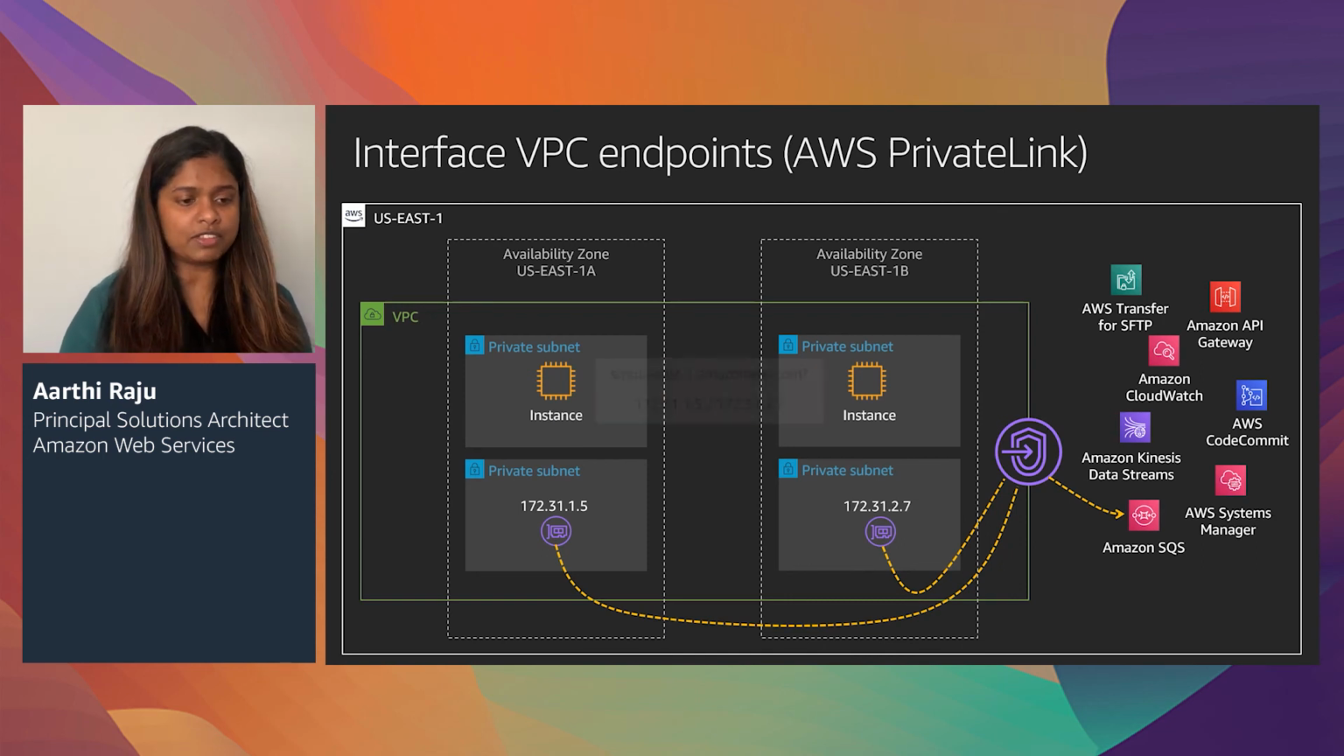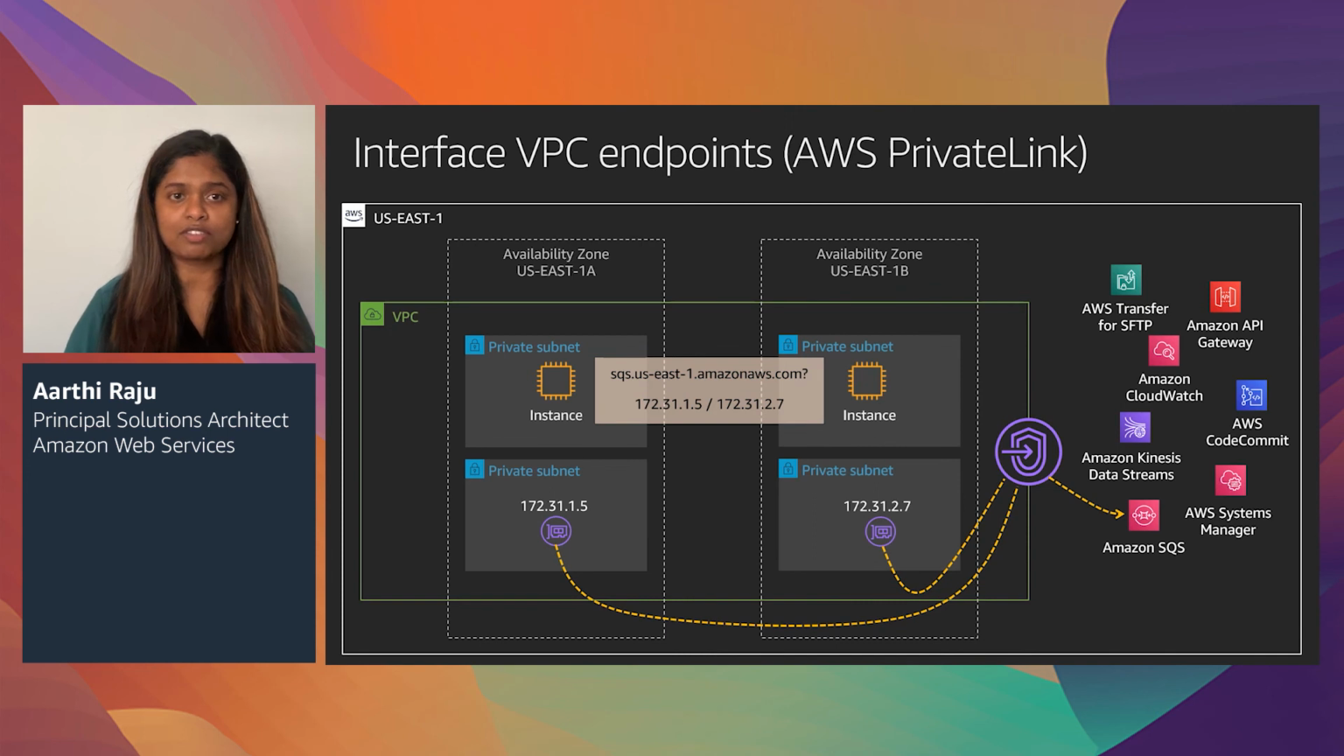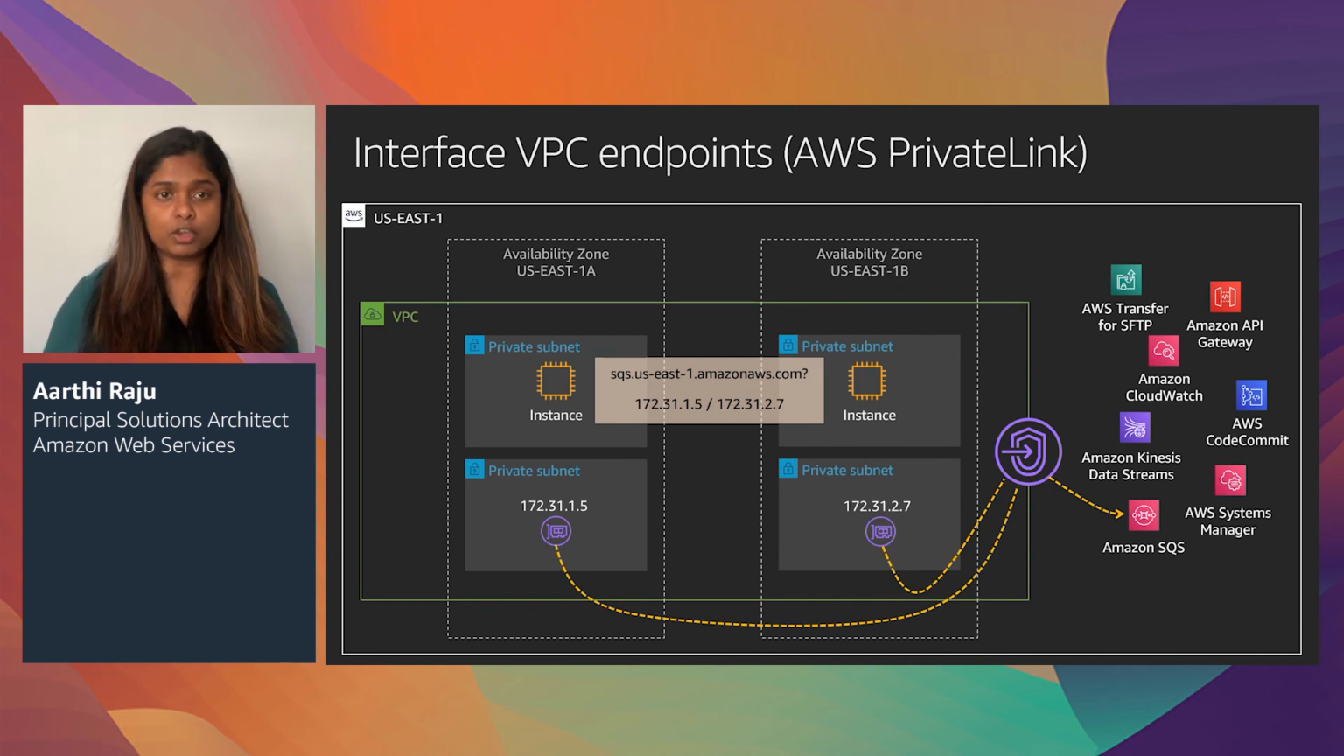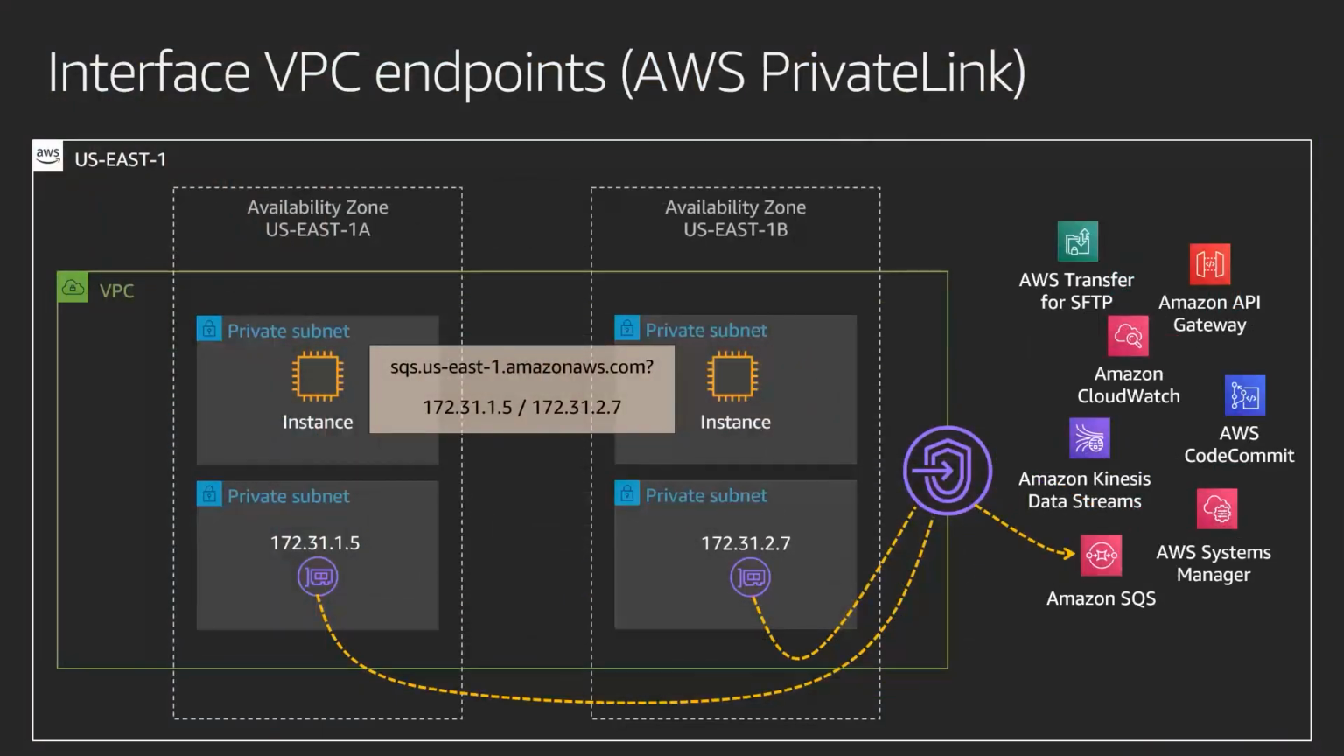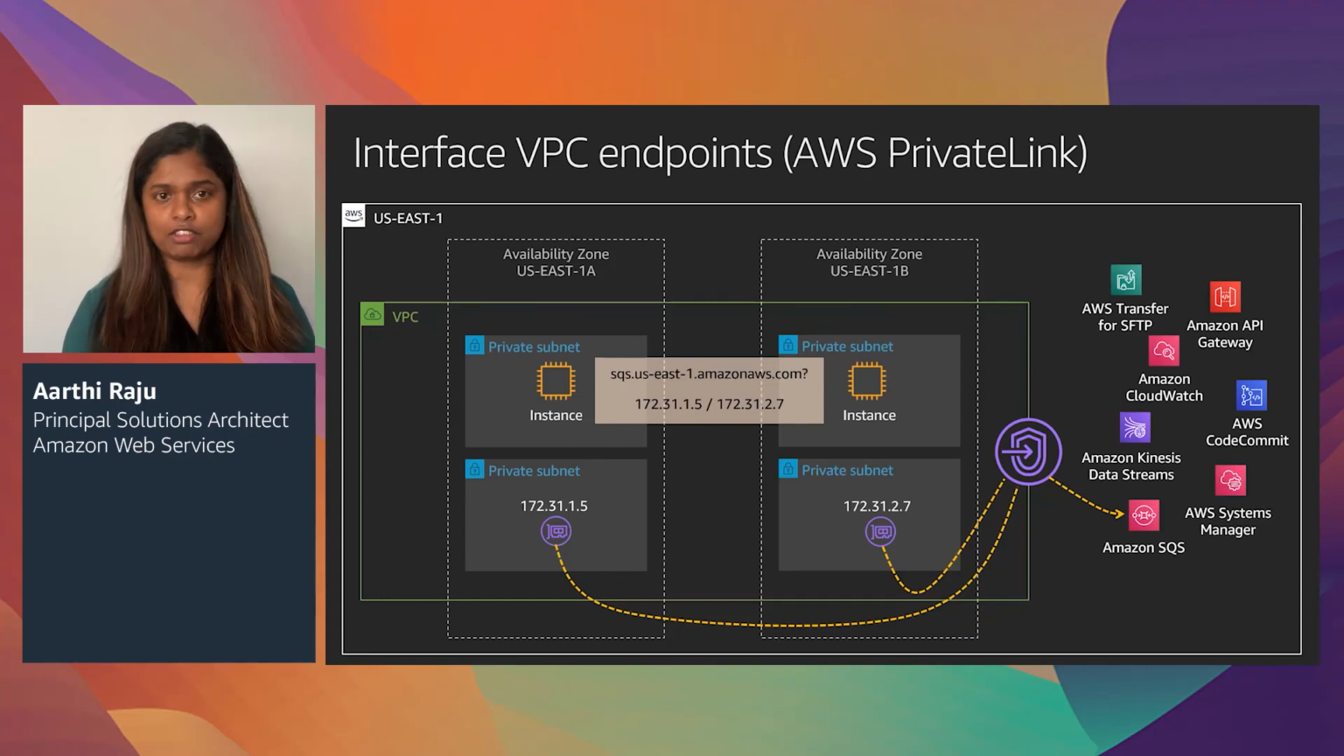So for example, in this case, I have an SQS request that I need to do. So my instance needs to communicate to SQS, and I create a VPC endpoint. It goes to the VPC endpoint. It reaches the VPC endpoint and communicates to the SQS service.